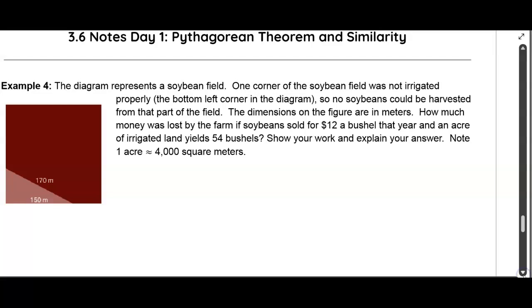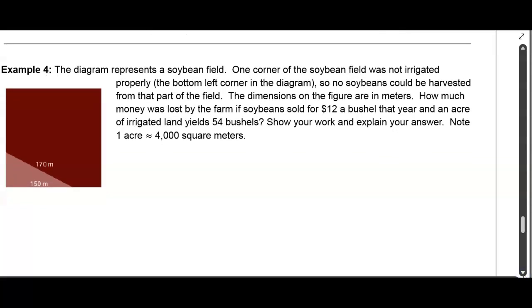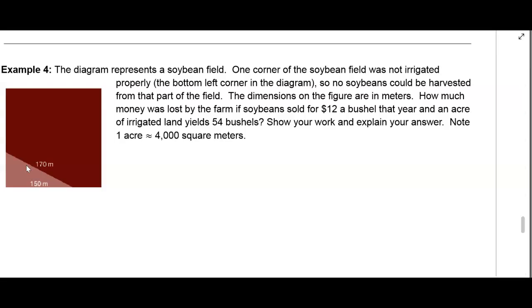Last question. That was a hard question. Way harder than the other examples. That's okay. We have a soybean field. One corner of the soybean field was not irrigated properly, so we can see that this was not irrigated properly. The dimensions of figures are in meters. How much money was lost by the farm if soybeans sold for $12 a bushel that year, and an acre of irrigated land yields 54 bushels. First, we need to figure out, okay, how many square meters are we talking about here?